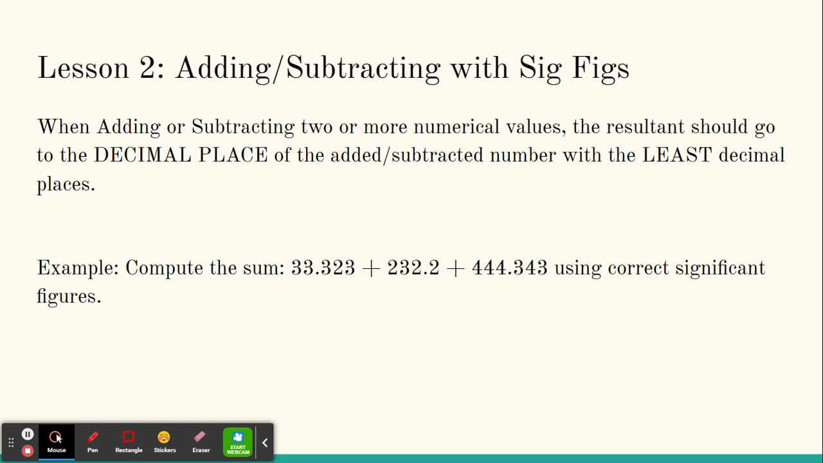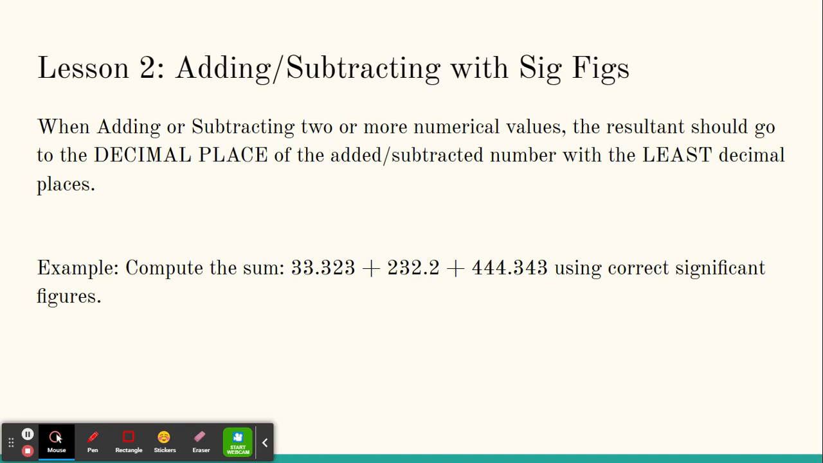So if we were going to compute the sum of 33.323 plus 232.2 plus 444.343. In order to do this, the answer should have as many decimal places as the number with the least. In this case, this would be 232.2, since this has one decimal place, one digit after the decimal.